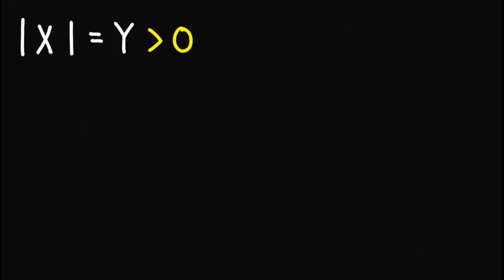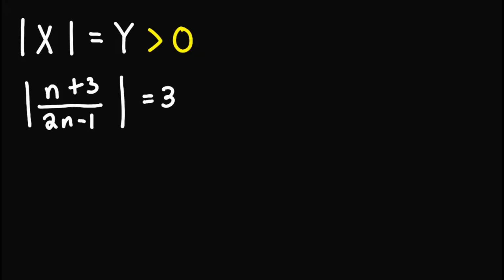Let's have one last example in this particular case. If we have the absolute value of n plus 3 over 2n minus 1, and this one is equal to 3. So again, 3 is a positive value, so we'll have two cases.